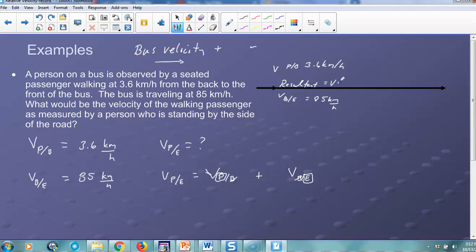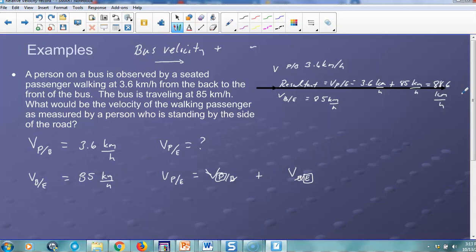equals the velocity of the person relative to the earth, which is going to be, since they're in the same dimension, a simple addition. That's going to be our 3.6 kilometers per hour plus our bus to earth, which was 85 kilometers per hour. So that's going to give 88.6 kilometers per hour. And that sort of makes sense if you're thinking about it. A lot of you probably had that number in mind before we ever looked at it.